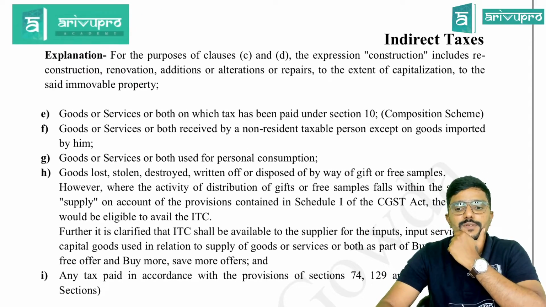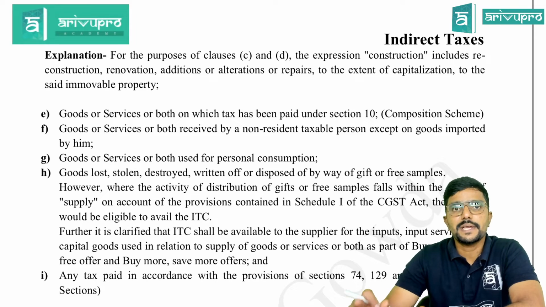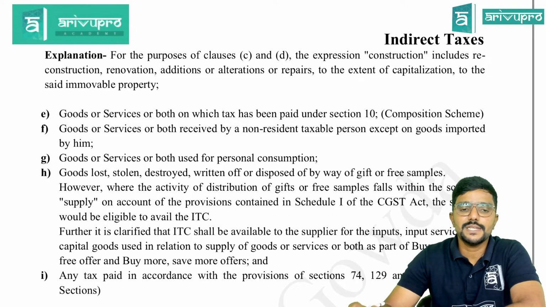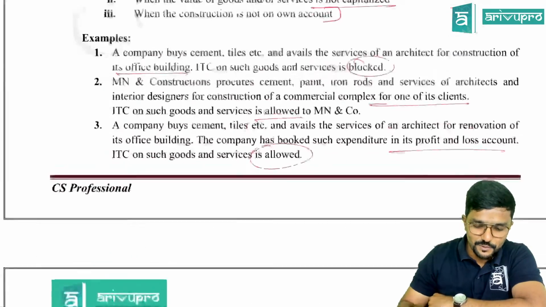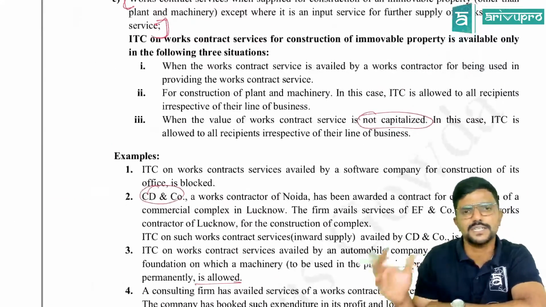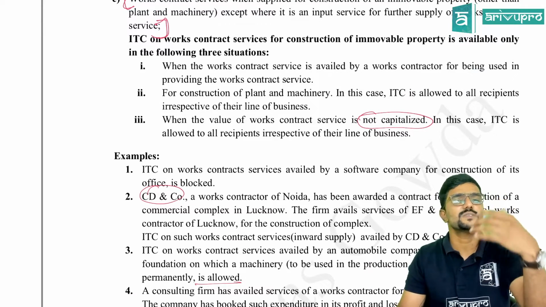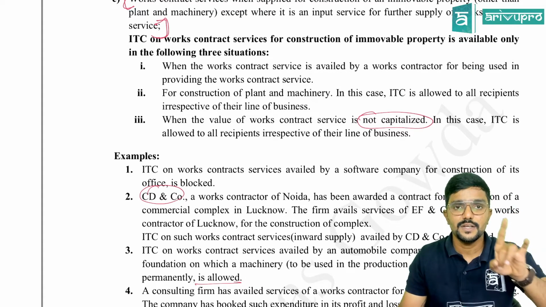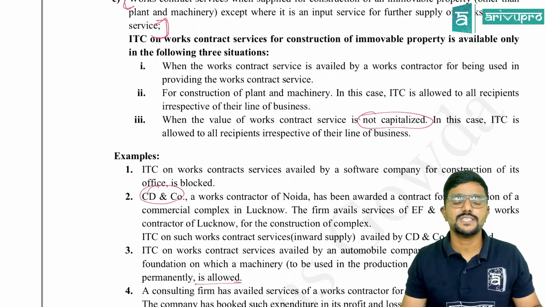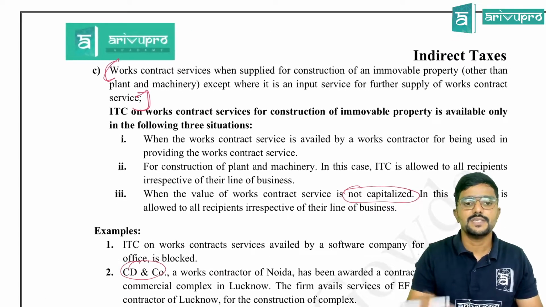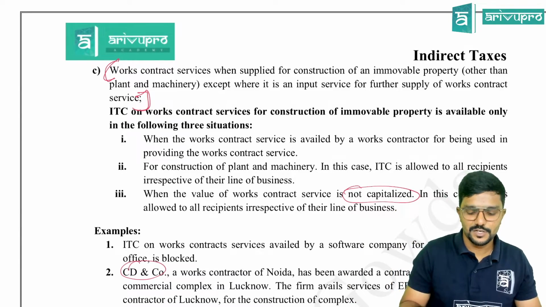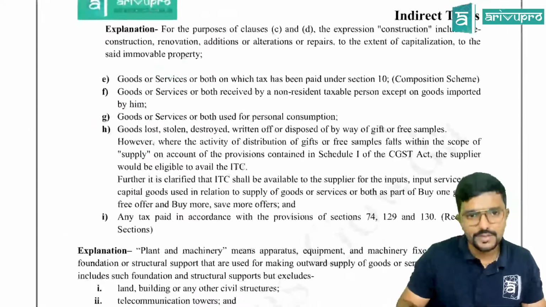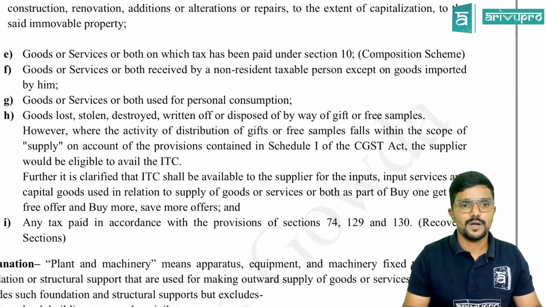Explanation. For the purposes of clause C and D, the expression construction includes reconstruction, renovation, additions or alterations or repairs to the extent of capitalization to the said immovable property. So both clause C and D talk about construction. So they're telling construction includes repairs, renovation, construction or anything which is capitalized. Capitalized means specifically this C and D covers only capital expenditure of any construction work, guys. If it is revenue, then it is not blocked. Credit is not blocked.